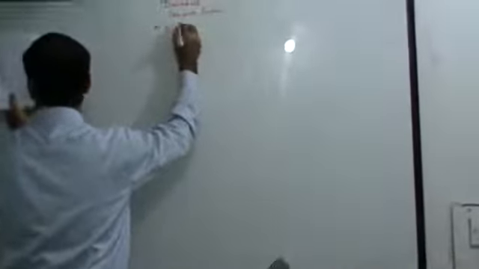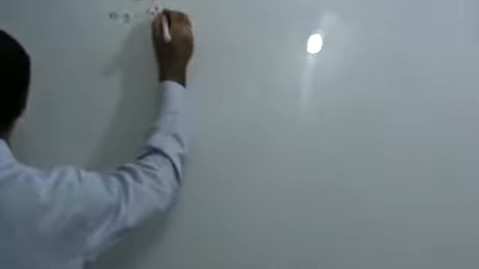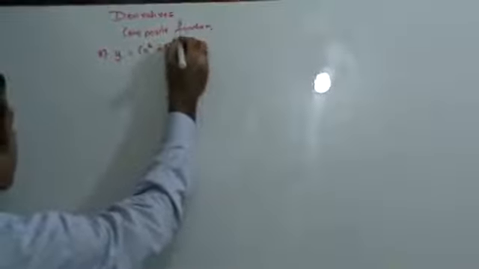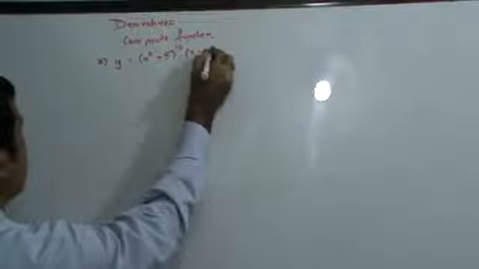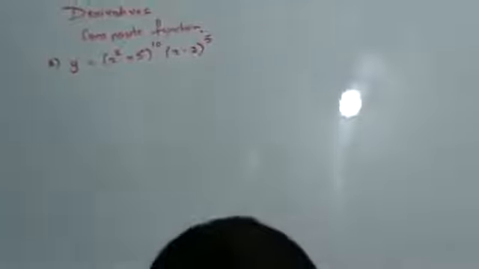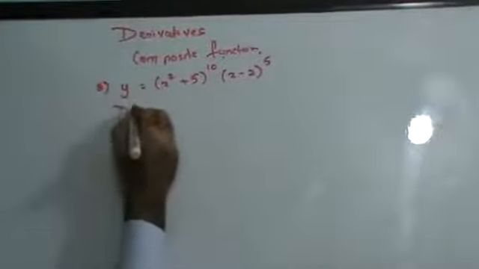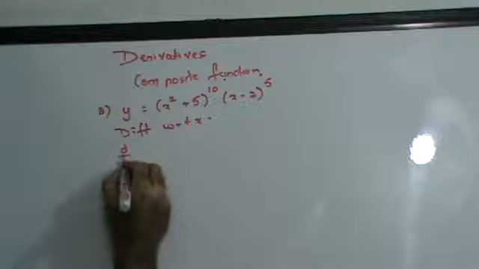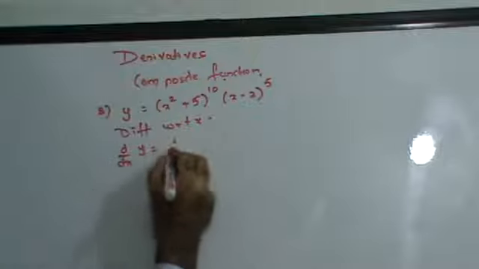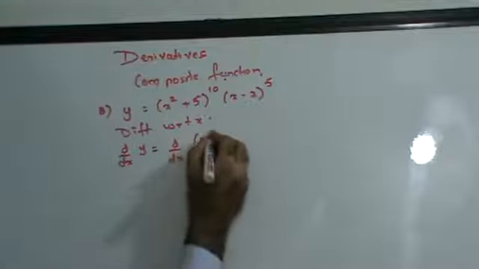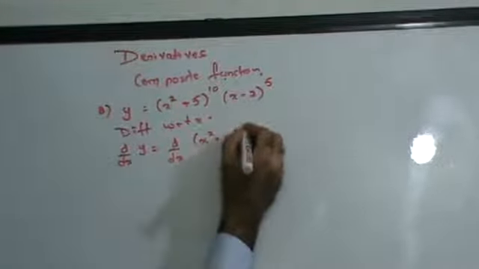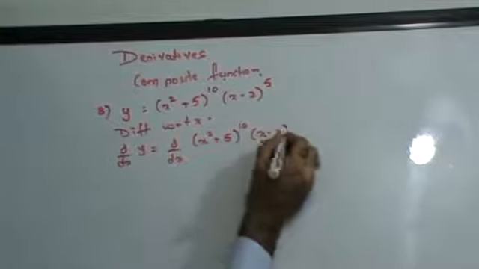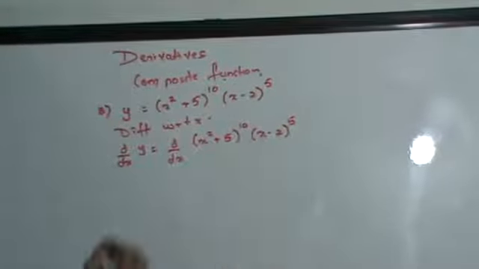y is equal to (x square plus 5) the whole raised to 10 times (x minus 2) the whole raised to 5. Let's see this. Differentiate with respect to x. So d by dx of y is d by dx of (x square plus 5) the whole raised to 10 times (x minus 2) the whole raised to 5.